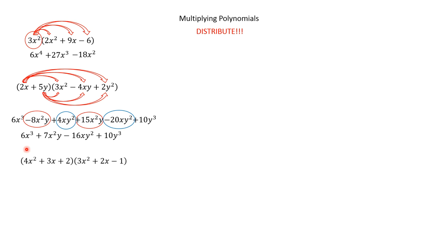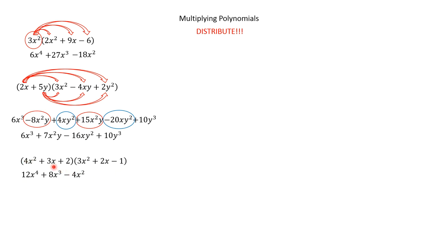So, for instance, if we had a trinomial times a trinomial, it's still just distributing. We're going to take the 4x squared and multiply it to each of these. We're going to take the 3x and multiply it to each of these. And we're going to take the 2 and multiply it to each of these. That's all that's going to happen. So if we start out with the 4x squared, we have 4x squared and 3x squared, that's 12x to the fourth, 4x squared and 2x is 8x cubed, and 4x squared times negative 1 is minus 4x squared. So we just take that 4x squared and multiply it to everything.